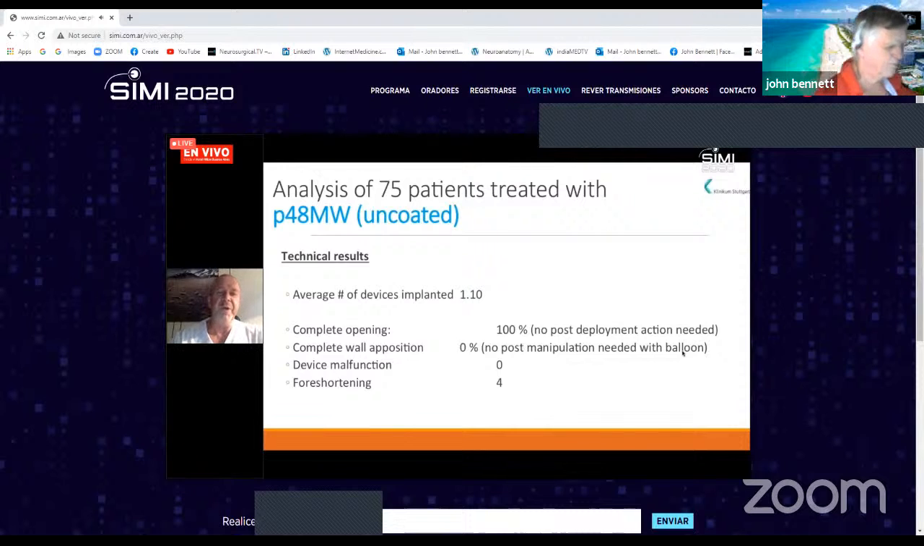We had 4 cases with significant foreshortening. This is an important point. Foreshortening occurs more than with other flow diverters, so the operator should make sure to have enough distal and enough proximal landing zone, taking into account that the device upon deployment will foreshorten more than we are used to.